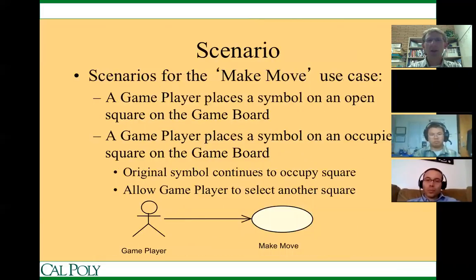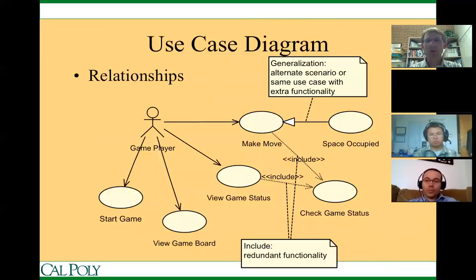We already talked about this pretty well, so I'll skip over it. The idea of scenarios with make move. So here's what we might end up with. We have a game player that wants to make a move, view the game status, view the game board, start the game. The purpose here is to figure out what all the things are that the system needs to do. It's just a quick and easy way to do that.